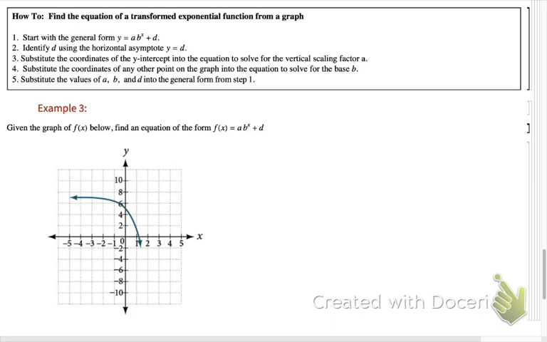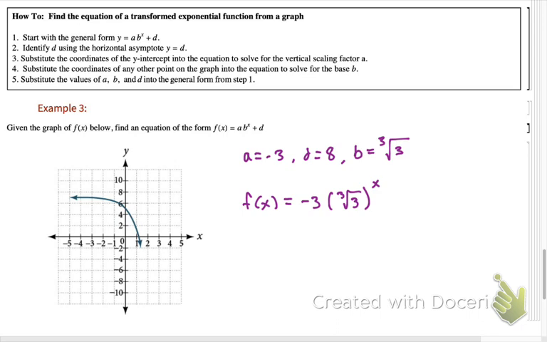So, final answer, remember a was negative 3, d was 8, and we just found the base was the cube root of 3. So f of x would equal negative 3 times the cube root of 3, that's my base, to the x power plus 8. Okay, and there is my final answer.